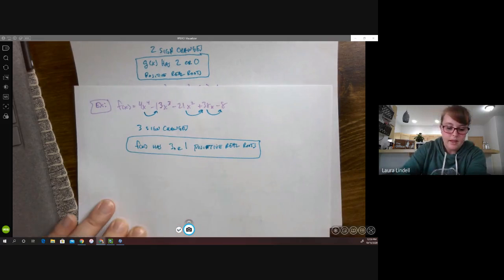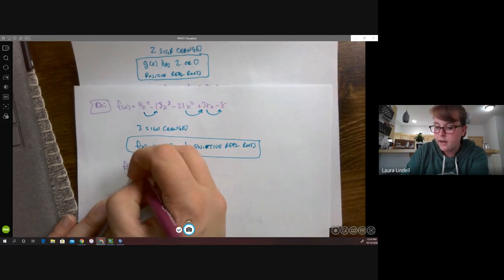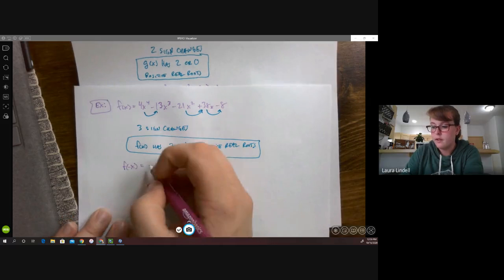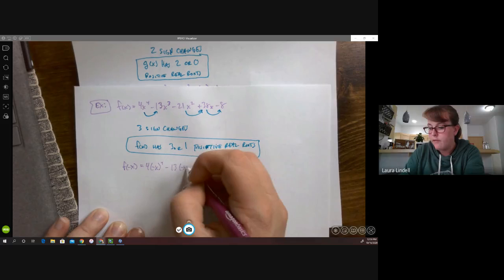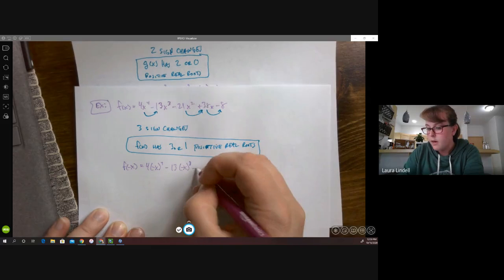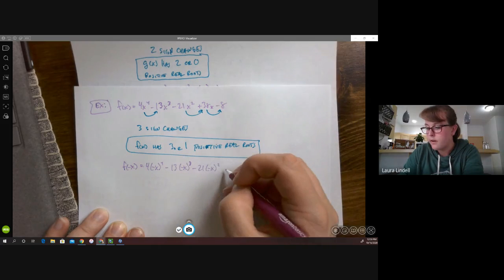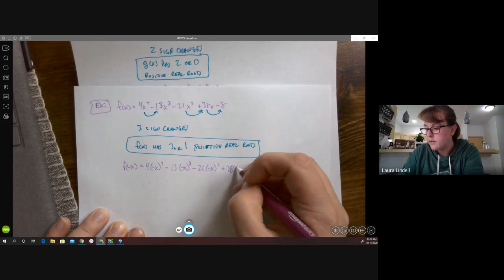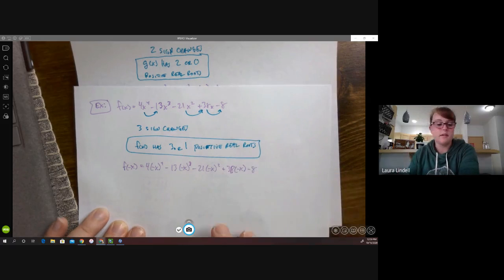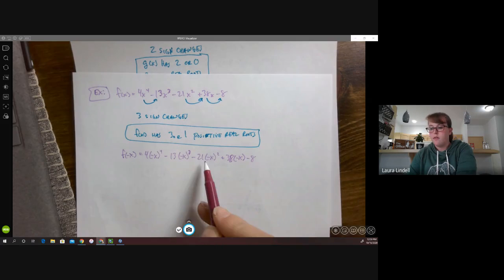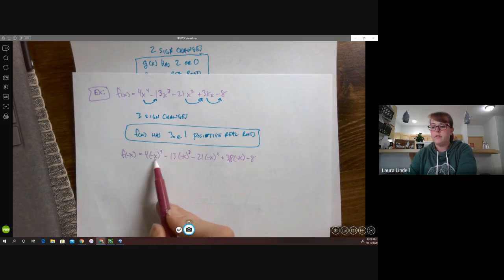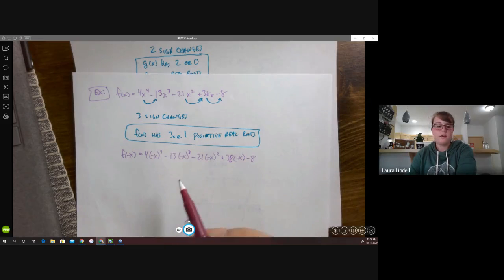Now we want to plug in f of negative x. So we're plugging in negative x to the f of x function. 4 times negative x to the fourth minus 13 times negative x to the third minus 21 times negative x squared plus 38 times negative x minus 8. Okay, so try simplifying this one on your own real quick. Figure out if it's going to be a positive or a negative overall. We'll give you a minute to try that, and then we'll talk about it.